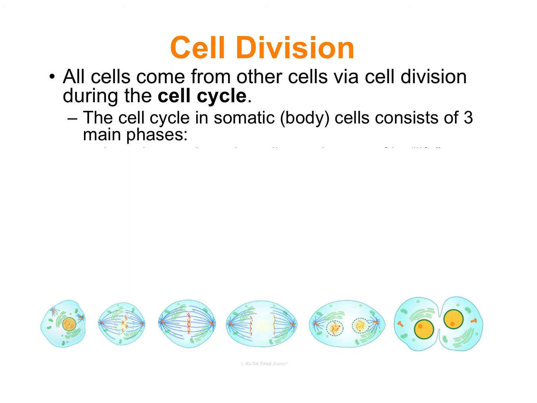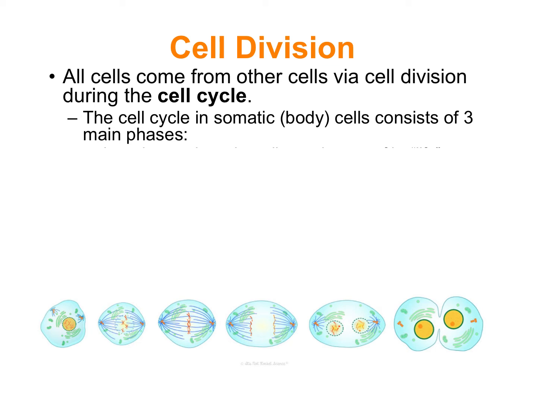As we said in the previous slide, cell division is what brings about all of this differentiation. So all cells come from other cells via cell division from the cell cycle. And hopefully the cell cycle is a term that you remember from biology. The cell cycle in our body cells consists of 3 of our main phases.